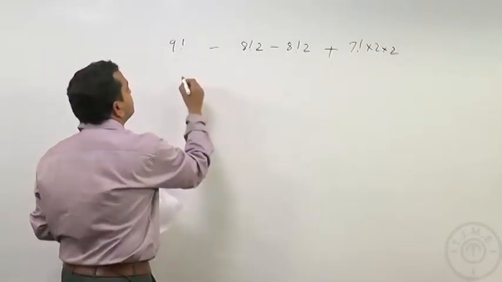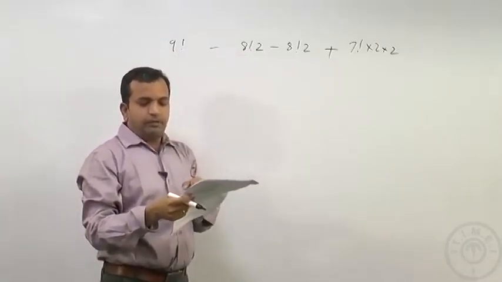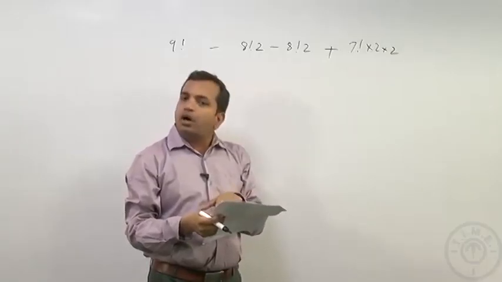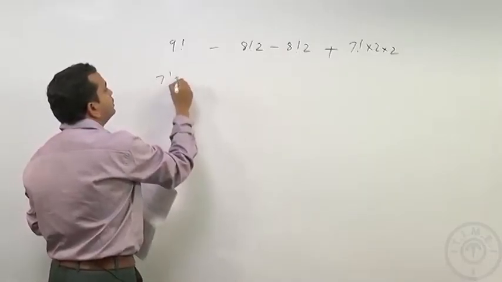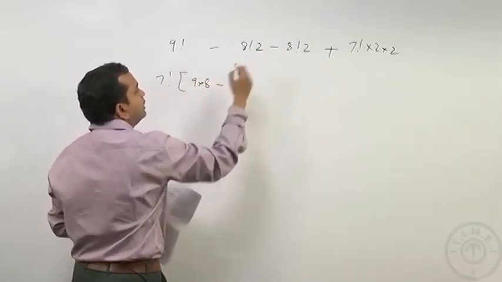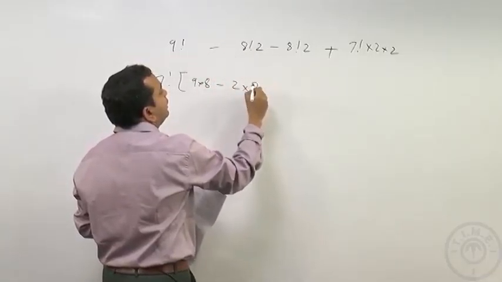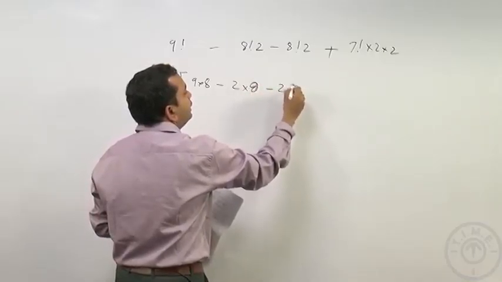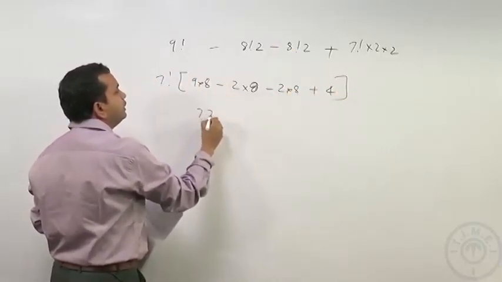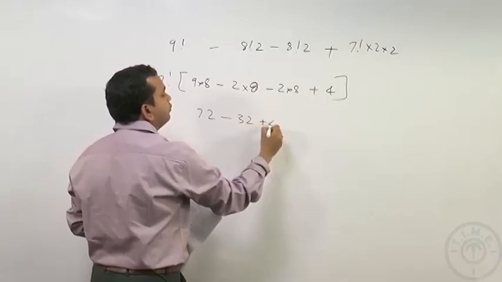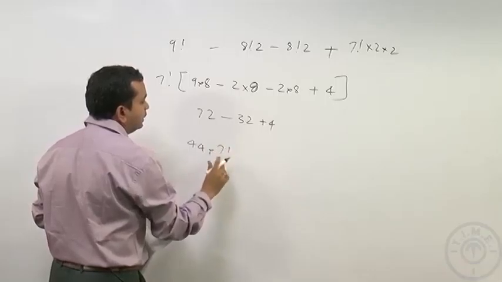So, if we take 7 factorial out as common, for 2 reasons: one, the answers are in terms of 7 factorial or 8 factorial, but because the least multiple here is 7 factorial, we take 7 factorial out. So, we get 9 into 8, 72, minus 2 into, we take 7 factorial out, we get 8, minus 2 into 8, plus 4 here. So, 72 minus 32 plus 4, which is 72 minus 28, which is 44 into 7 factorial. That will be the answer for this question.